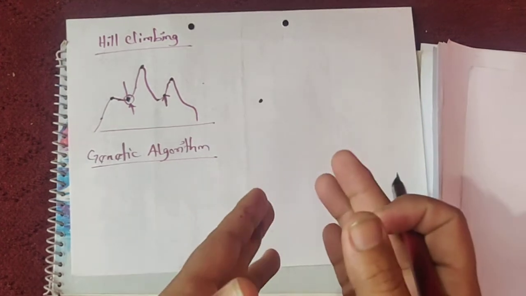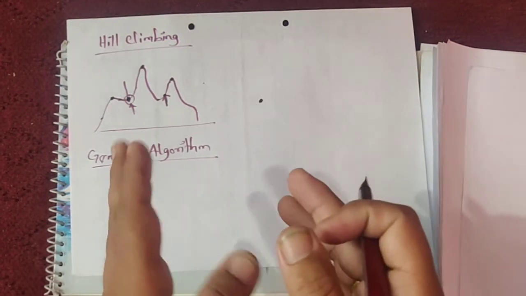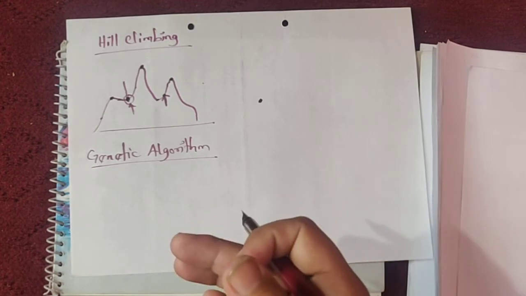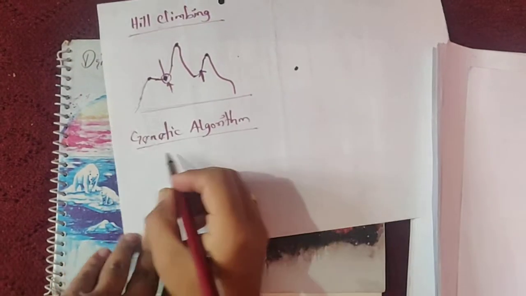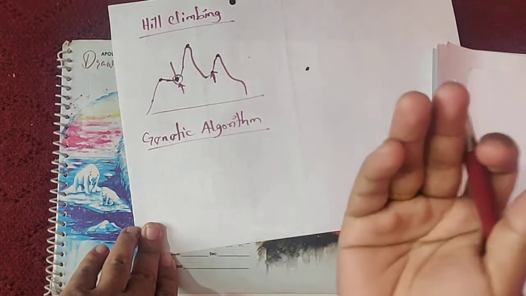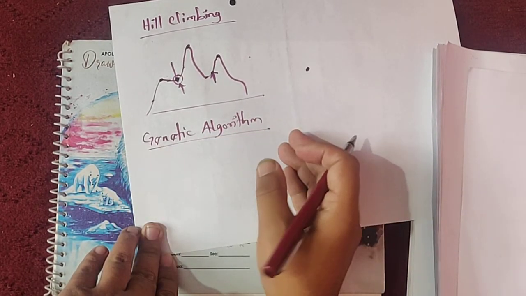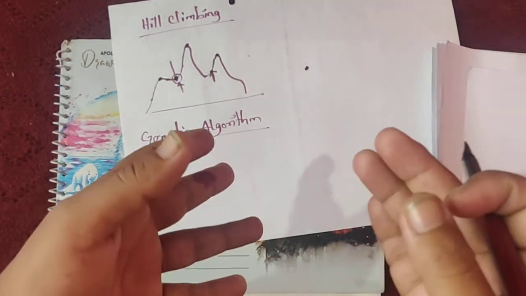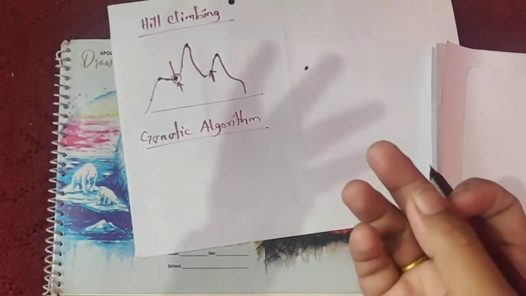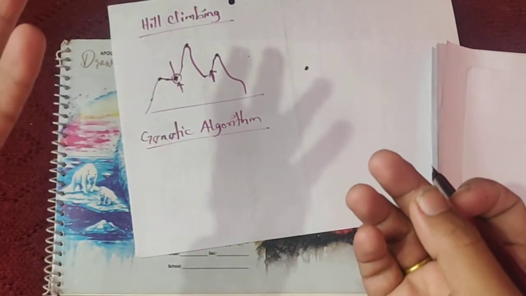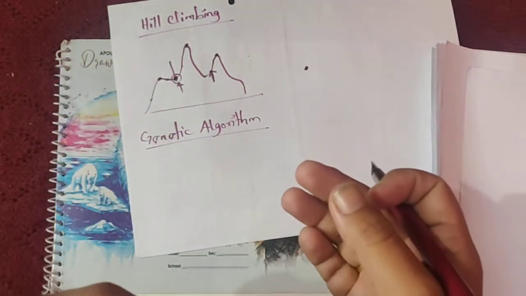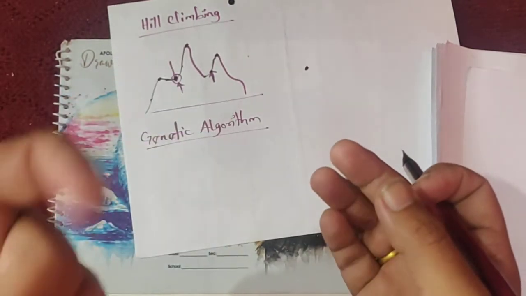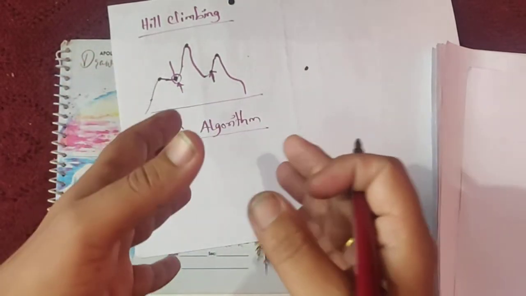We have read about Darwin's theory, and it is similar to Darwin's theory. It uses biological genetics to solve the problem. The steps are like the genetics we read according to Darwin's theory: selection of the fittest, overpopulation, reproduction, survival of the fittest, natural selection. These steps are included in the genetic algorithm.